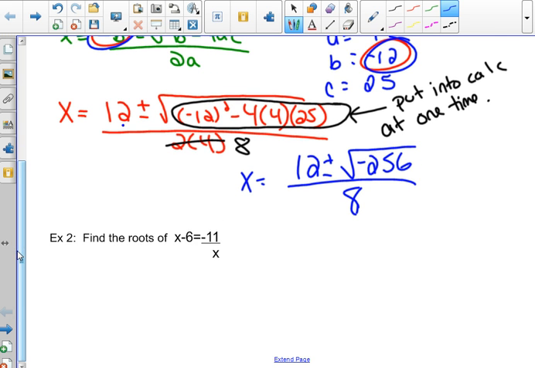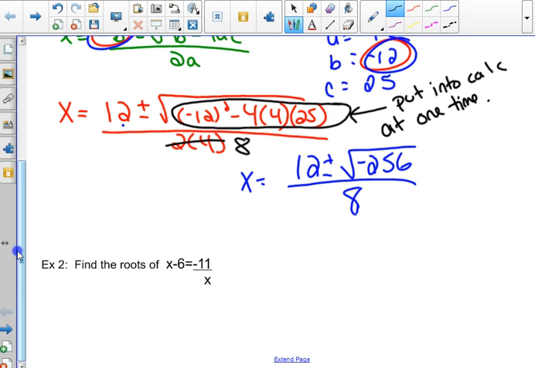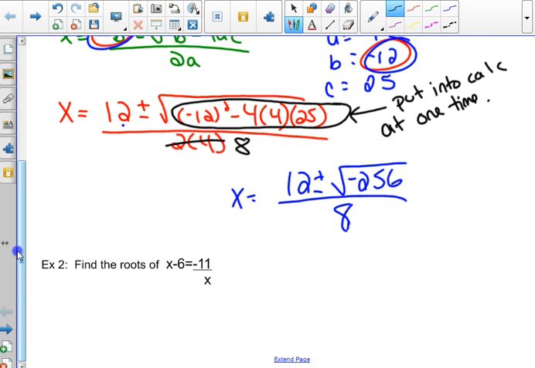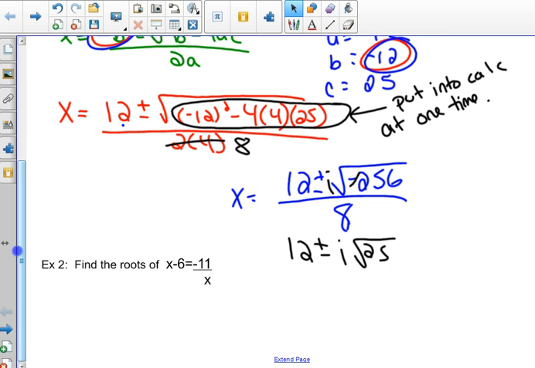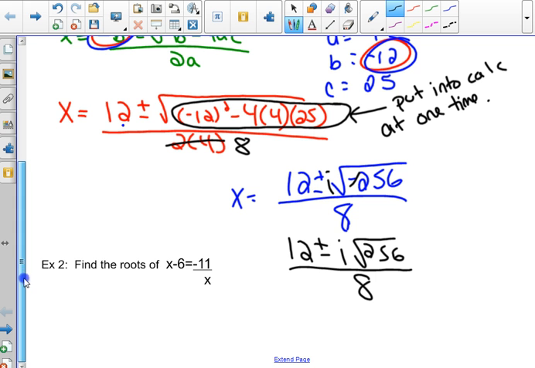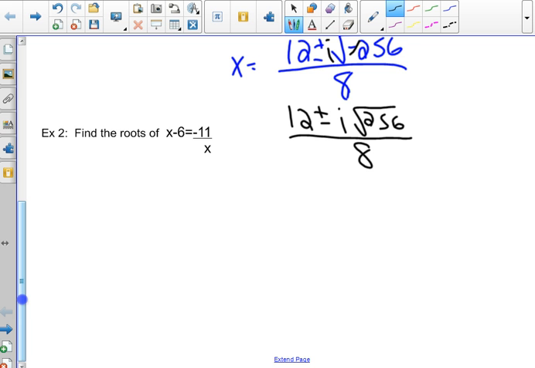All right, so now the way the imaginary number part comes in is, last week we worked on what to do if you have a negative under the radical. You can cross out the negative and make it an I, and we put it right in front of the radical. So what we have now is 12 plus or minus I radical 256 all over 8. We want to make sure everything is simplified, so we have to break down the radical if we can. Do you guys know a perfect square that can go into 256? Or is 256 a perfect square?